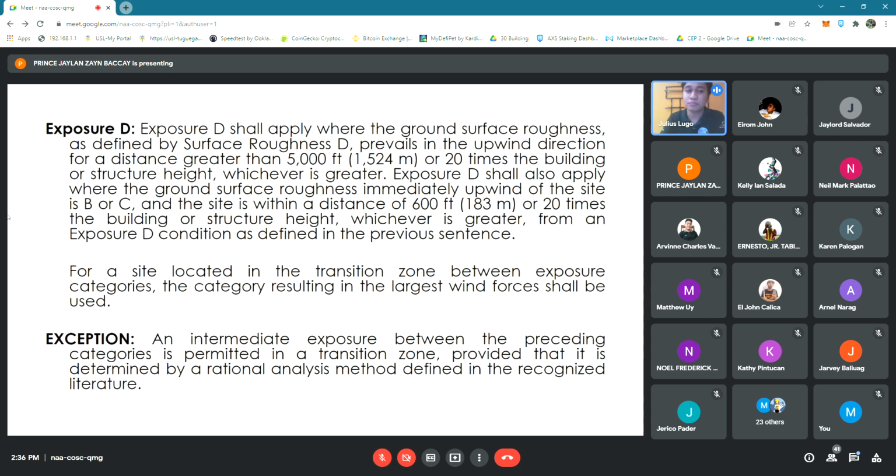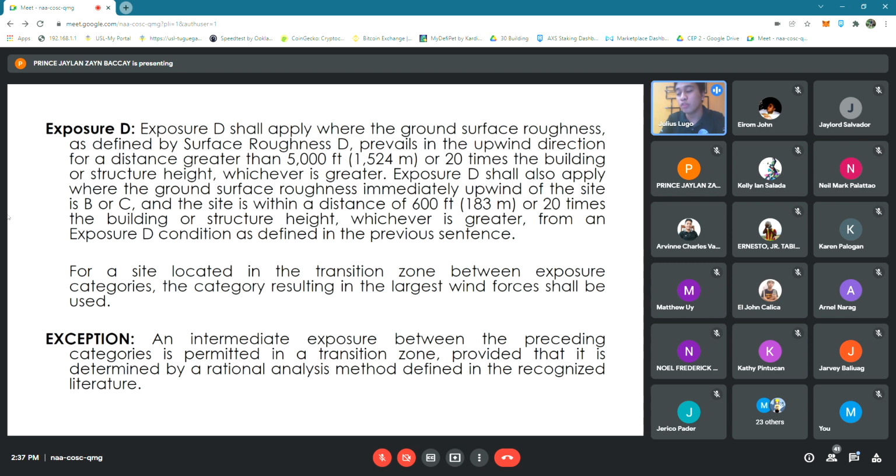Okay? So, yun yung ating exposure requirements. Wherein, meron tayong exemption naman. Okay? So, an intermediate exposure between the preceding categories is permitted in a transition zone, provided that it is determined by a rational analysis method defined in a recognized literature. So, that's the only exception.